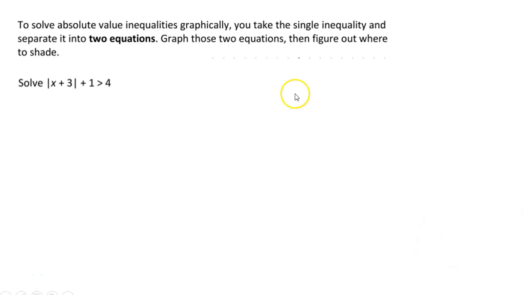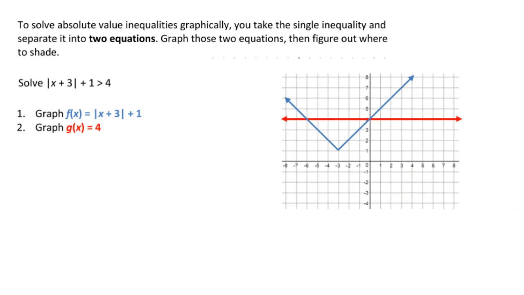Let's say we have the absolute value inequality: the absolute value of x plus 3, plus 1, is greater than 4. So the first thing we're going to do to solve this graphically is take the single inequality and separate it into two equations. So that looks like this. We'll call the left half f of x, the absolute value of x plus 3 plus 1, and then we're going to take the right half, g of x equals 4. So we know how to graph these things. We did that in E2, I believe it was, where we graphed them, and then those are the two graphs of the inequality.